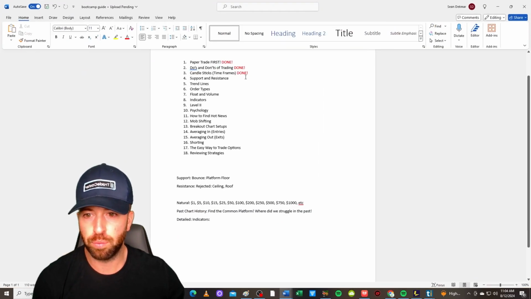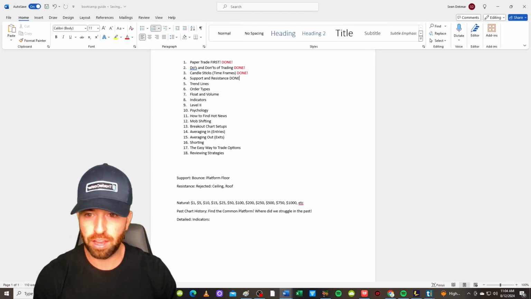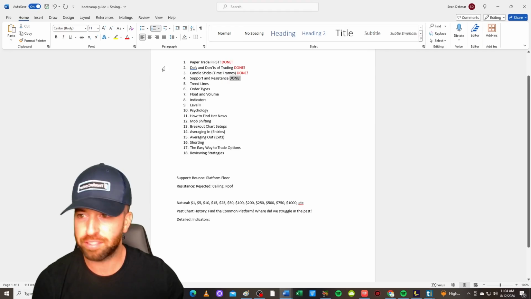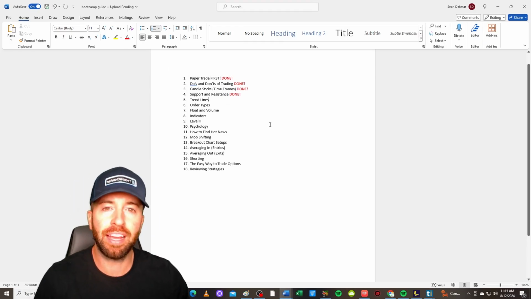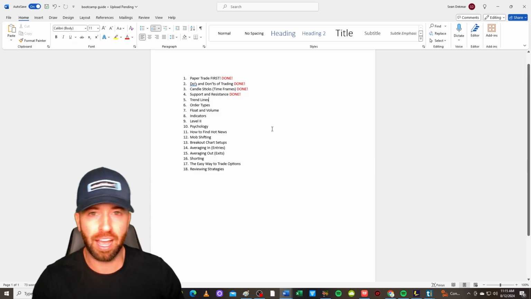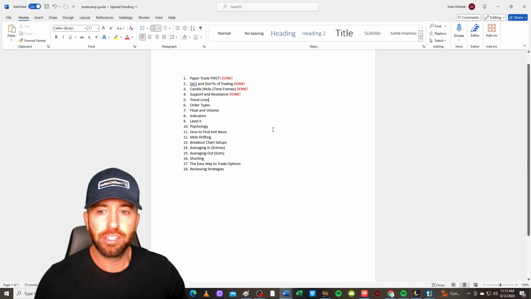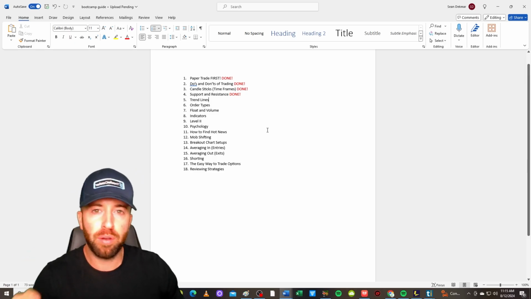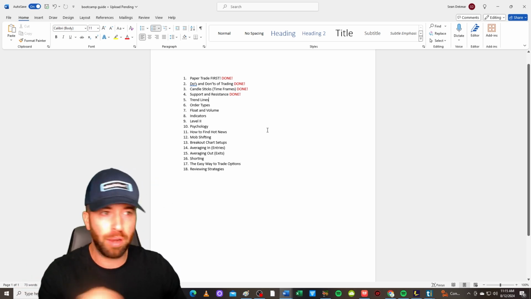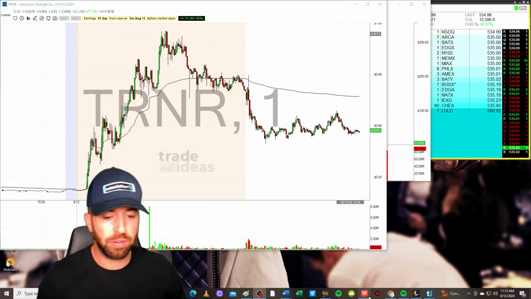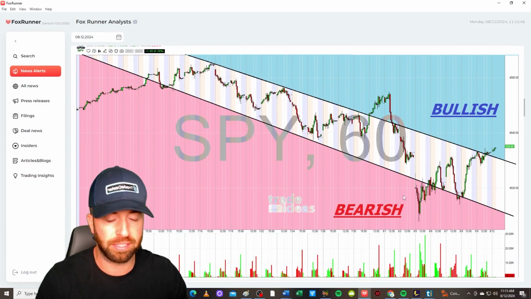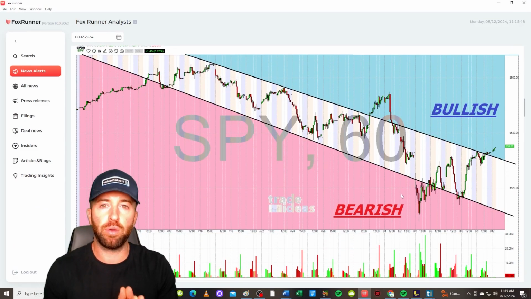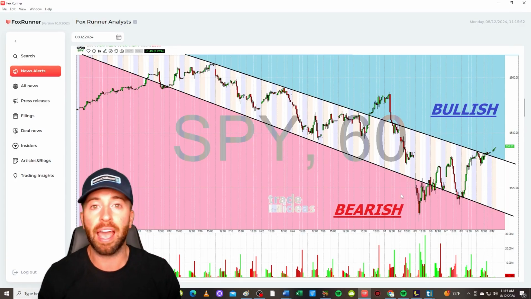So, traders, we are moving on with this, and we are done right here with support and resistance. Trend lines. Now, trend lines are just going to be a different type of support and resistance. Trend lines are going to help you find what is bullish and what is bearish. We already showed you this over on Fox Runner here, what is considered bullish and what is considered bearish. But trend lines are just a support and resistance line that is on some sort of diagonal slope.